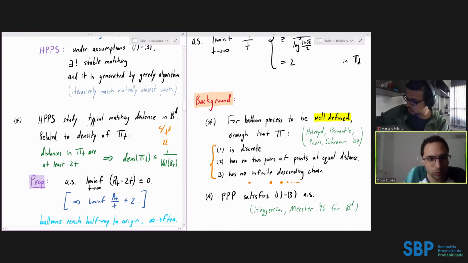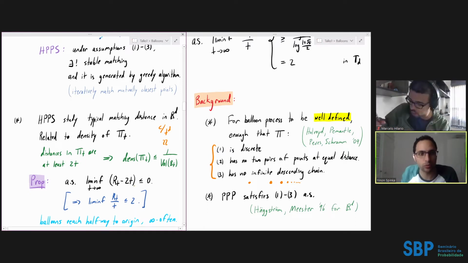Okay, so I won't tell you the result in the language of the typical matching distance, but in the language that's related to our balloon process, what they show is the following proposition. They show that almost surely the lim inf of R_t minus 2t is at most 0. So R_t over t is at most 2 in particular. And while they prove this in R^d, the proof goes through in all of the situations that we're looking at, which is an interesting thing.